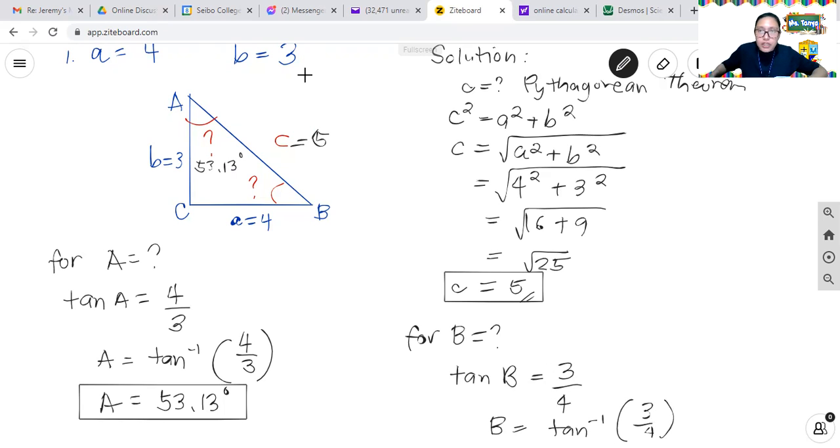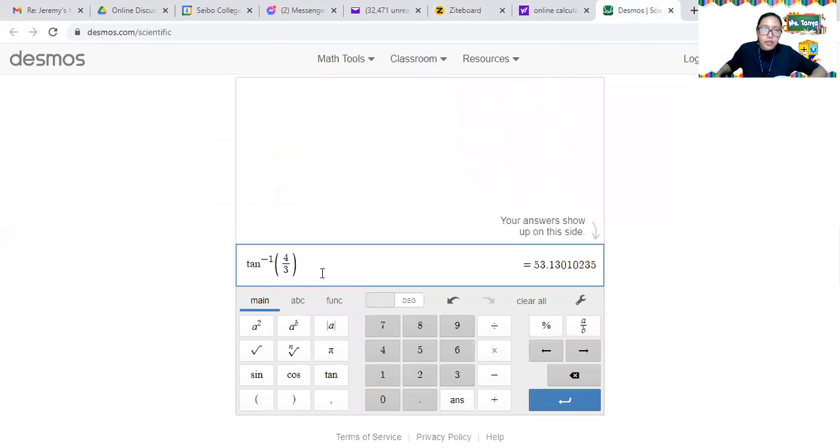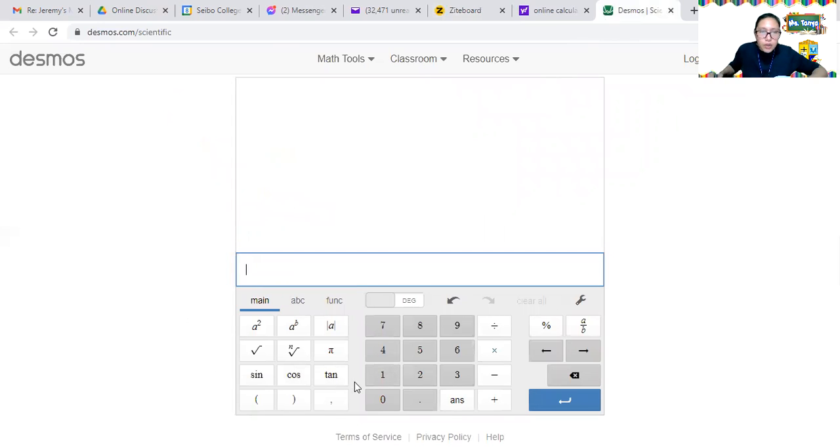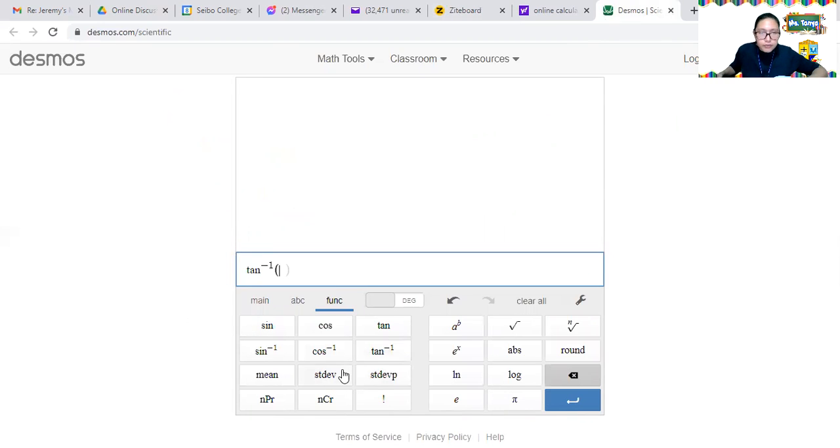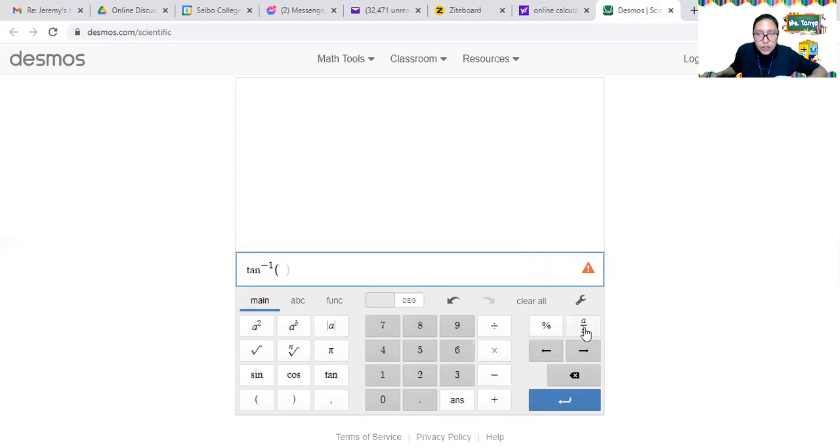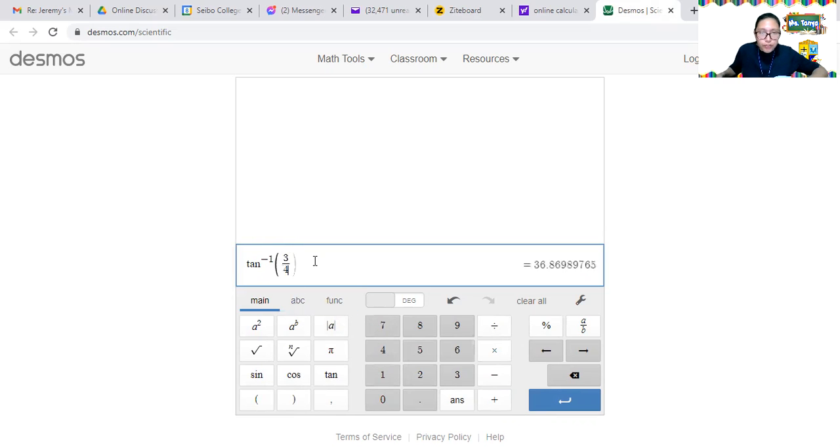We then again use our calculator. We click inverse tangent, and then the fraction button, and then write 3/4. And the answer here is 36.86.